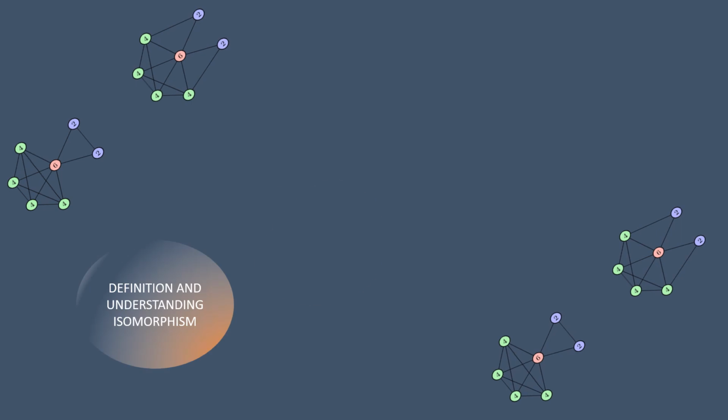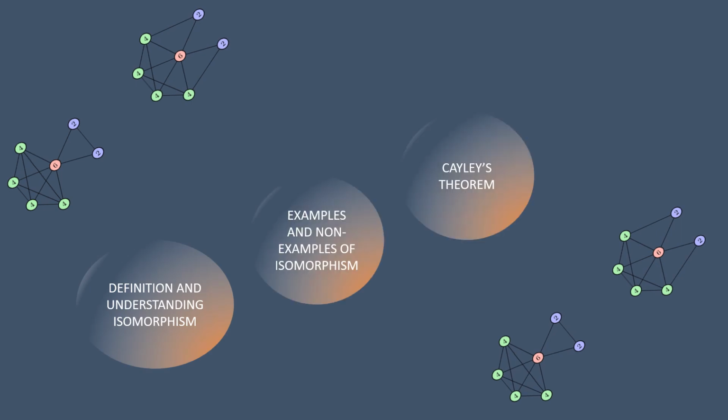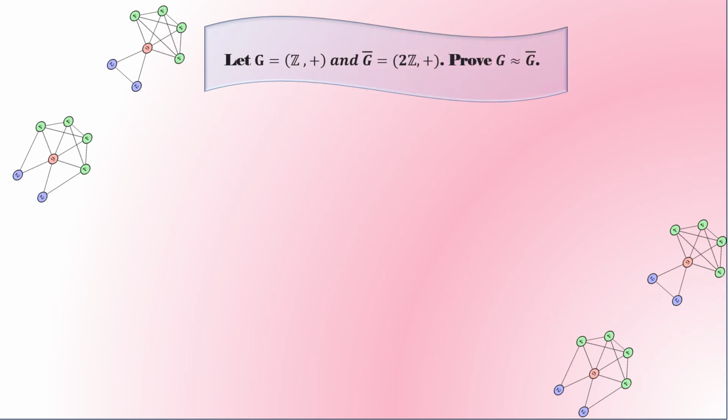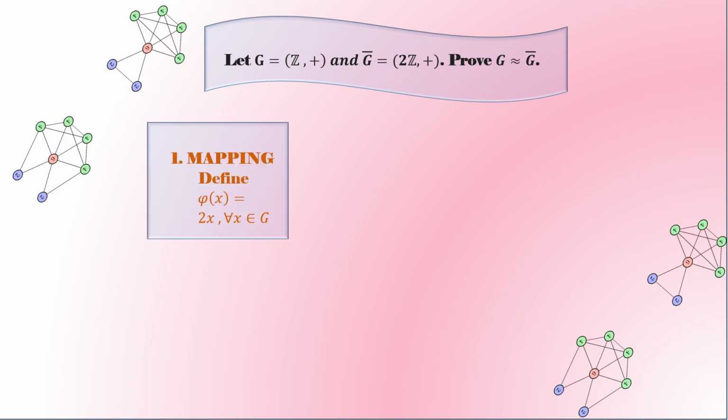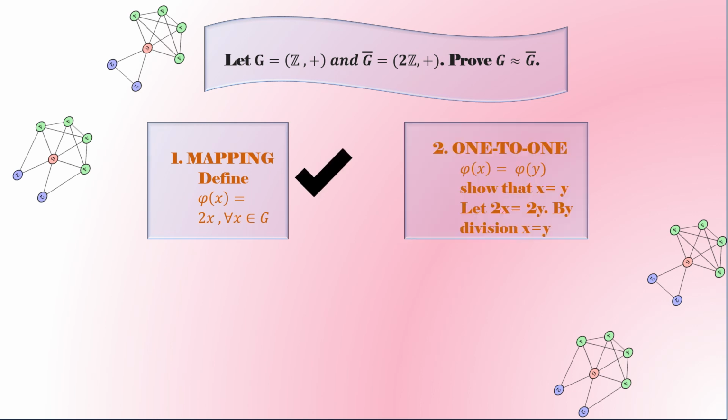Now let's move to the examples and non-examples of isomorphism. Let G equal Z under addition and G bar equal 2Z under addition. Prove that G is isomorphic to G bar. First, mapping: define phi of x equal to 2x for all x in G, which is true. Second, one-to-one: phi of x equal to phi of y. Show that x is equal to y.